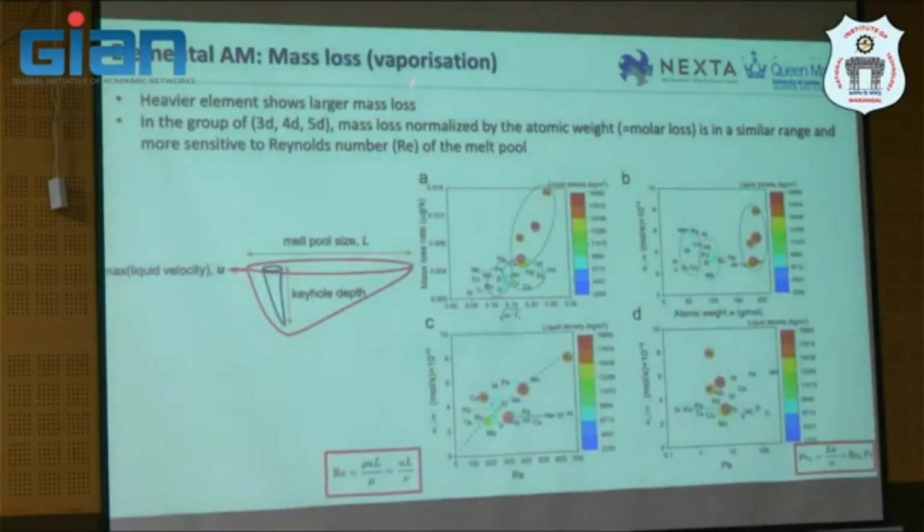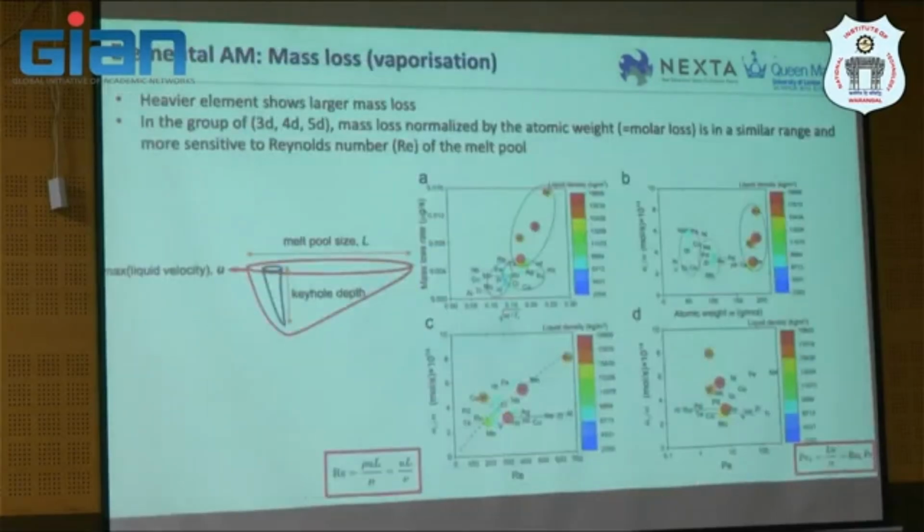That's what we did. So we can see that from the mass loss perspective, the heavier elements show larger mass loss. And for the metals in the 3D, 4D, 5D groups, if we normalize the mass loss by the atomic weight, or what we call molar loss here, it is in a similar range, but more sensitive to the Reynolds number, which is the fluid flow of the material here. And then you can show that there is a trend in the Reynolds number map with the mass loss, rather than the thermal index, which is the Péclet number here, which is a bit confusing.